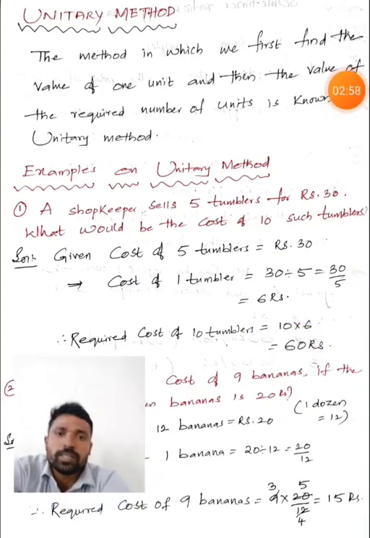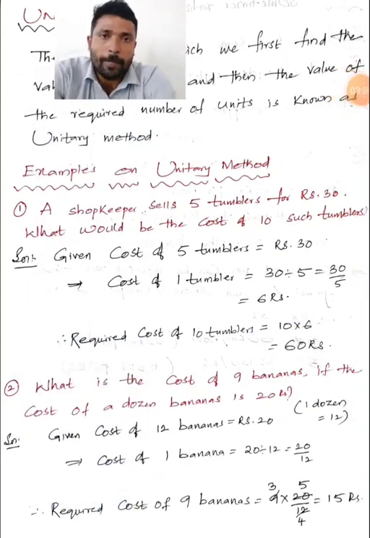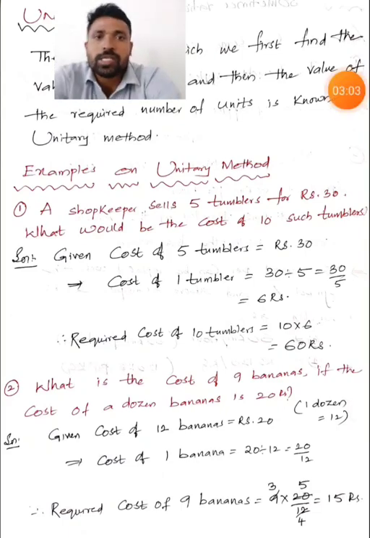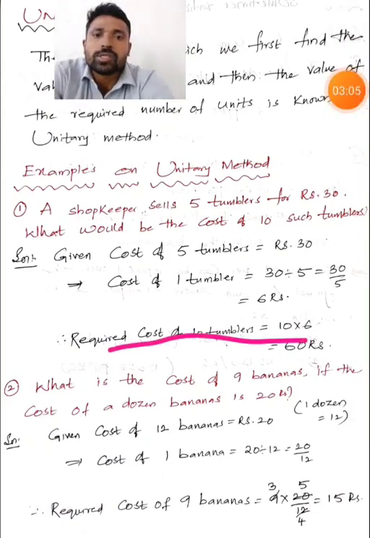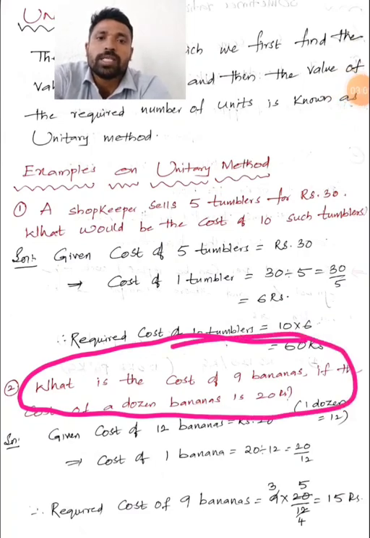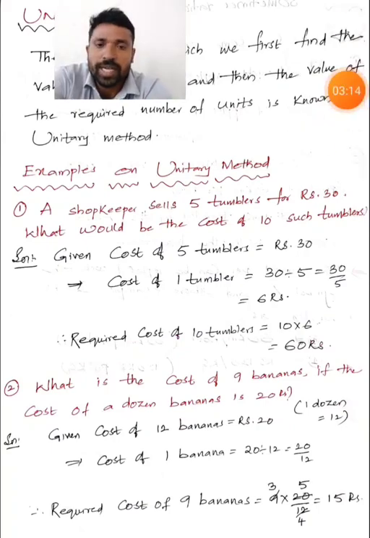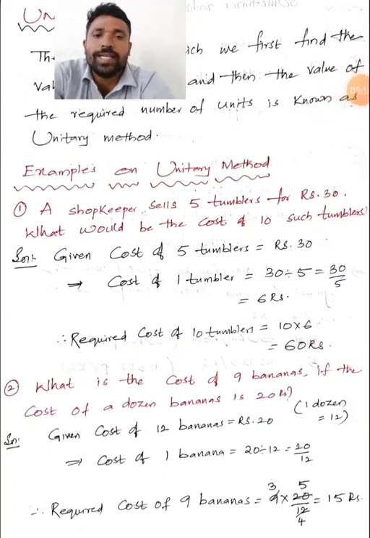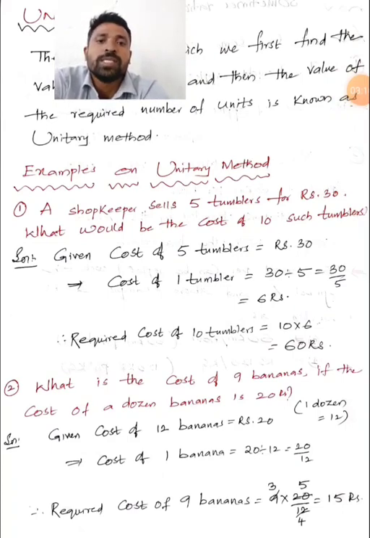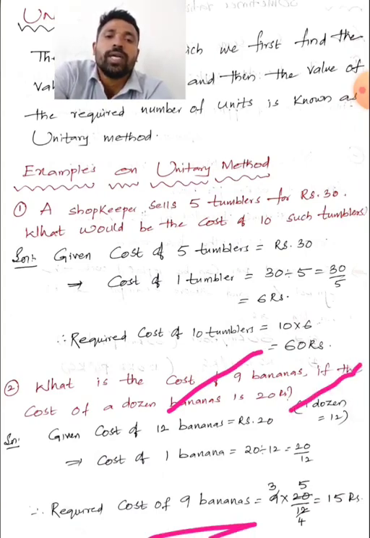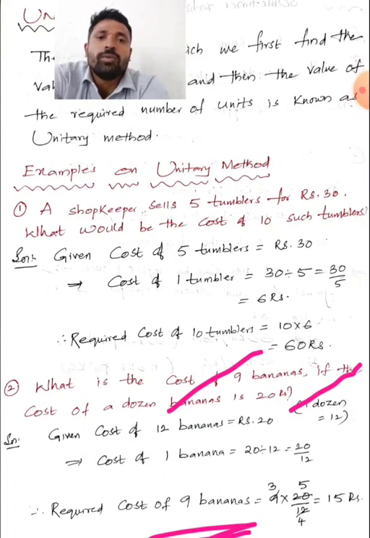Now let us solve one more question regarding the unitary method. Now see the second question. What is the cost of 9 bananas if the cost of a dozen bananas is given as 20 rupees? It's clearly given that 1 dozen equals 12 items. Since the item here is banana, the cost of a dozen bananas means the cost of 12 bananas is given as 20 rupees. Now we have to find the cost of 9 bananas.